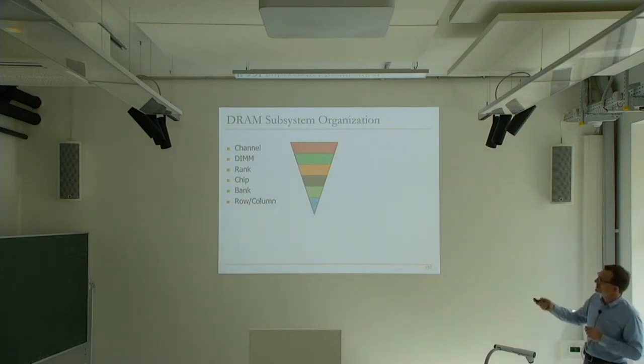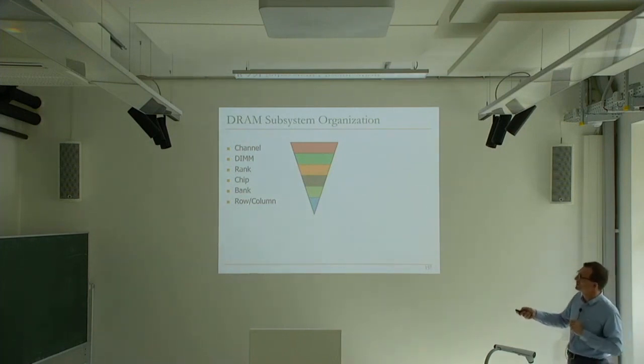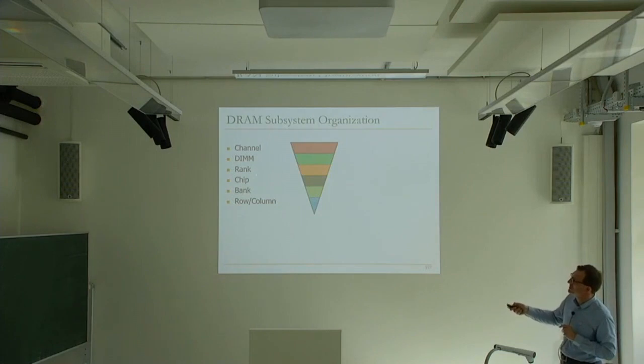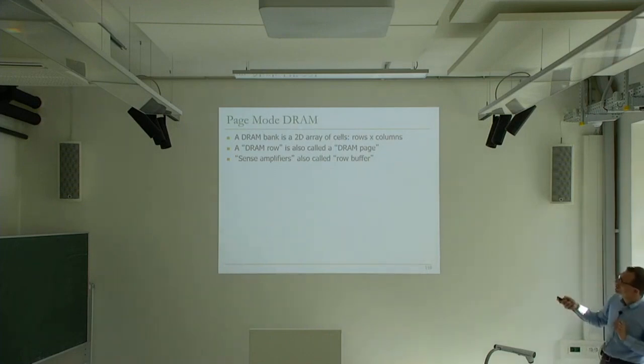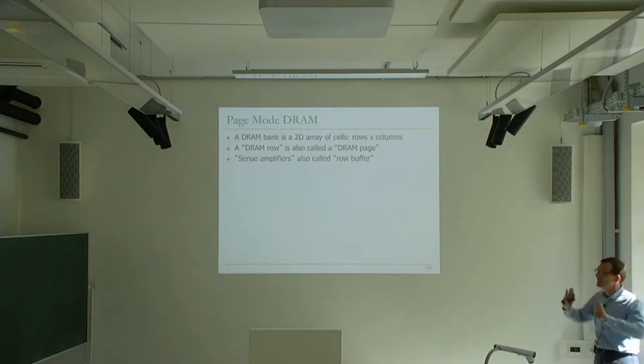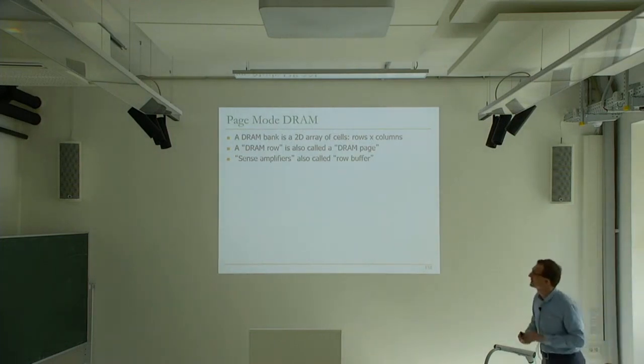Essentially, it's a multi-dimensional structure. At the basis, you have cells. You have a two-dimensional array of cells, rows and columns, and you build banks on top of them, chips, ranks, DIMMs, and channels. Let's start with the two-dimensional array. A two-dimensional array of cells is called a DRAM bank, rows and columns. We're going to start with that abstraction, and then we're going to break that abstraction later.